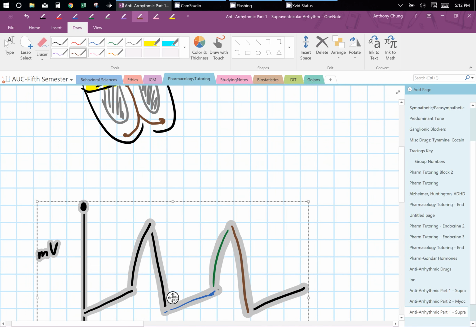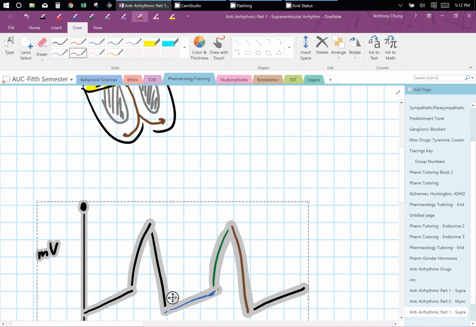Okay, so beta blockers. Where do beta blockers work on? They work on the funny channels. So the funny channels is this blue one over here on the bottom. So what does beta do? Beta makes it depolarize faster, so you would be able to depolarize faster. That's a beta agonist. But a beta blocker would slow it down, right? So if it slows down, then it will take longer to get to its action potential threshold.